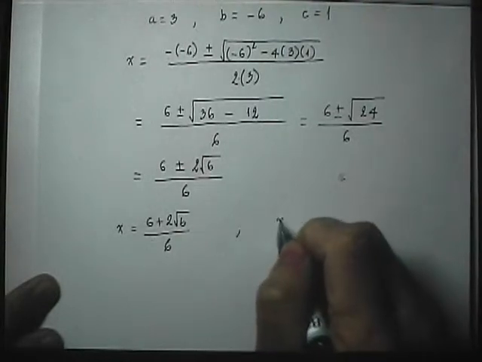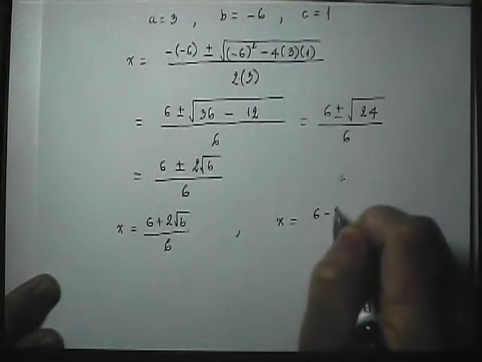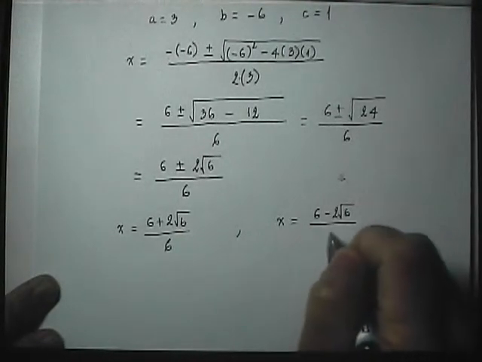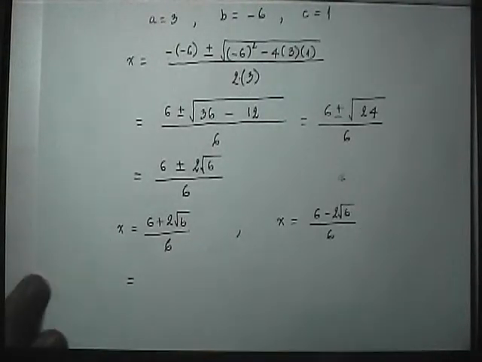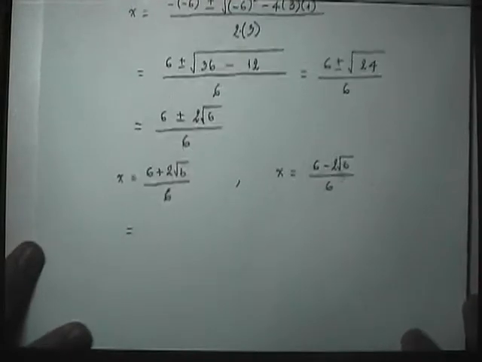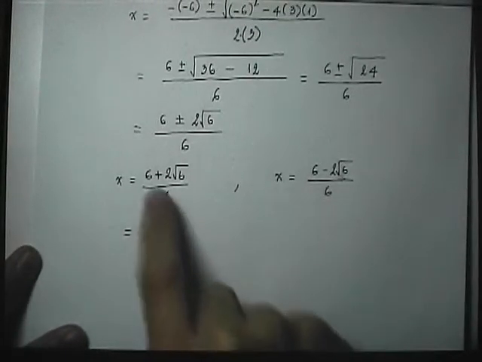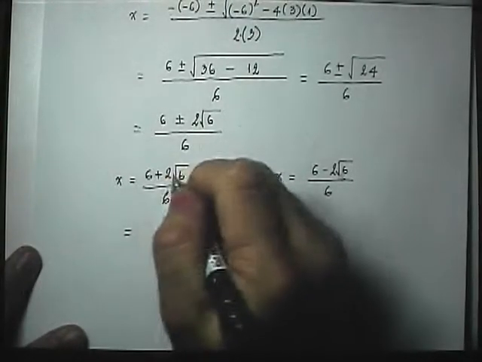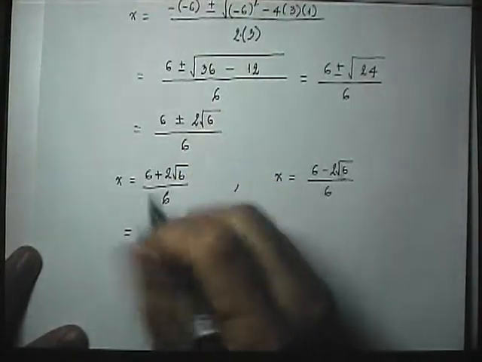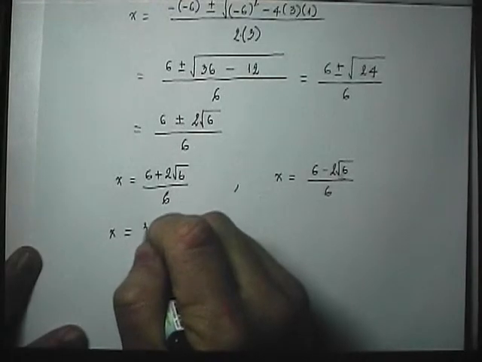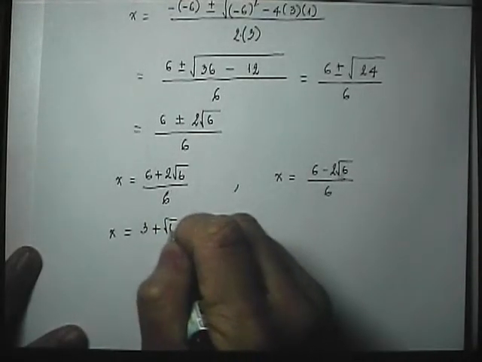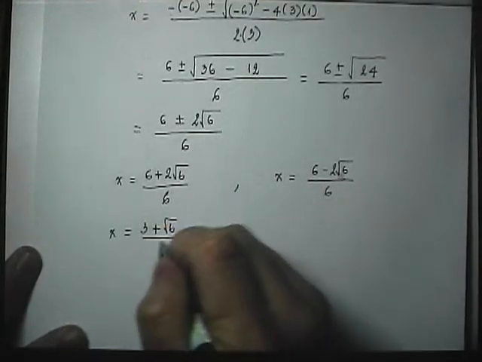My other answer is going to be x equals (6 minus 2 square root 6) divided by 6. In this case, the only thing we can do a little further here is simplify the fraction. Each term here has a common factor of 2, so I can cancel it out. So my first value here is going to be (3 plus square root 6) divided by 3.